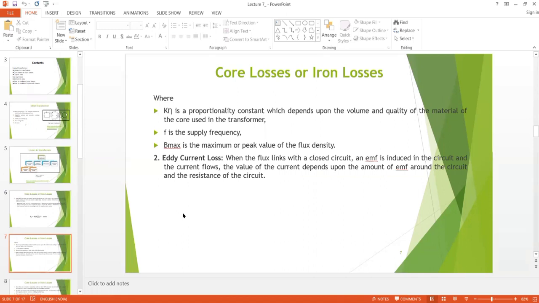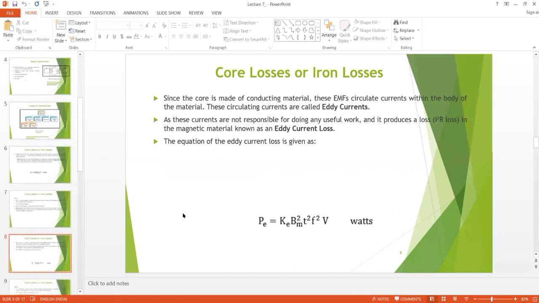When you talk about eddy current losses, whenever the flux links with a closed circuit, an EMF is induced, as I already told you. The value of current depends on the amount of EMF and the resistance. This kind of loss has to be reduced by using laminations. As we already discussed in the previous topic, we have E and I laminations or L laminations. L laminations are used in the core type transformer, and E and I laminations are used for the shell type transformer. This is how we use it.